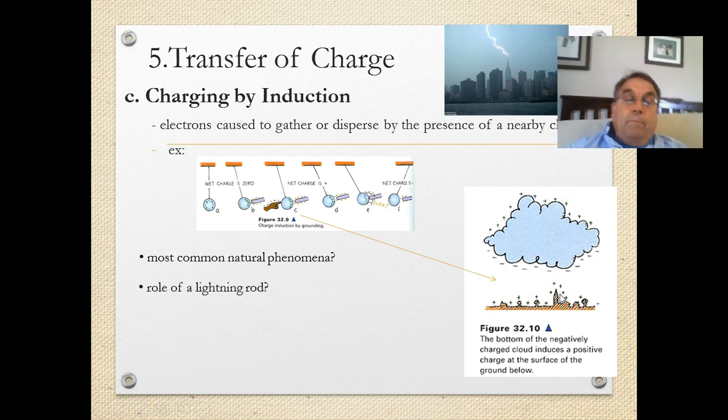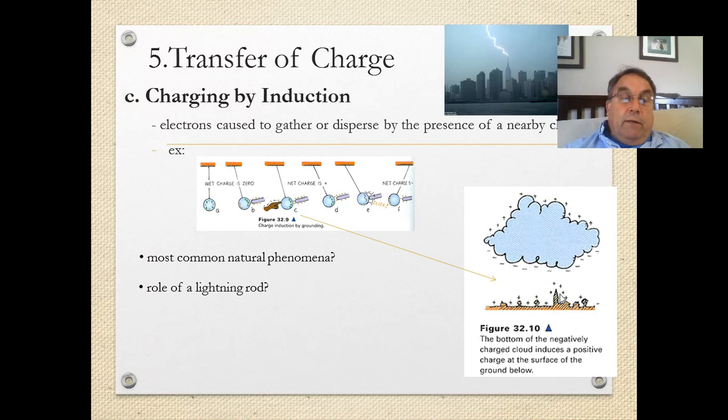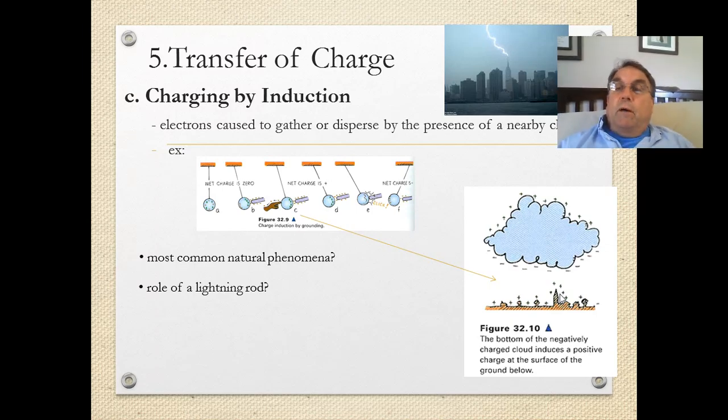Okay. Now, everybody knows about a lightning rod. They know the shape of a lightning rod. They know where you put a lightning rod. But what they don't realize is the role of a lightning rod. Most people think that the role of a lightning rod is to attract lightning, which it certainly will do, but its main role is to prevent lightning. It's to prevent the buildup of charge on the ground, so that lightning won't strike.